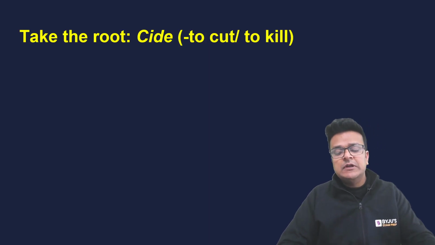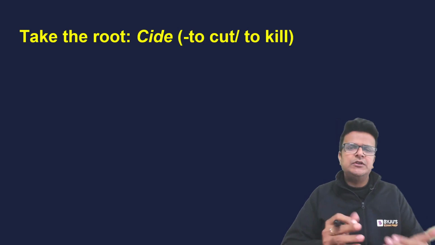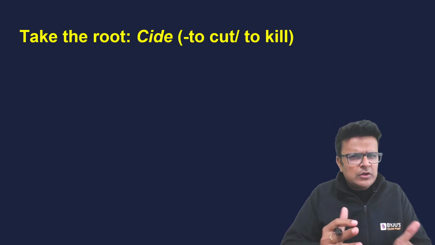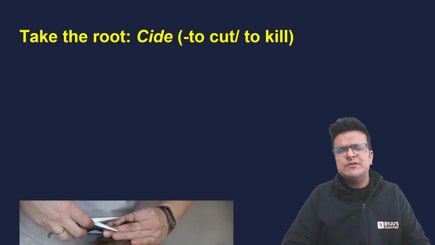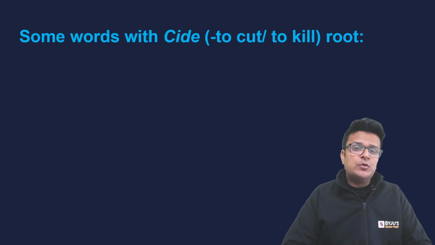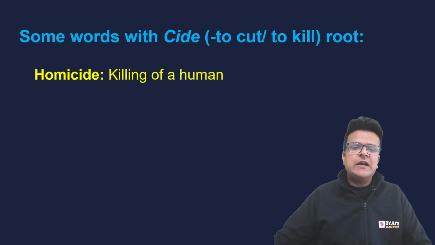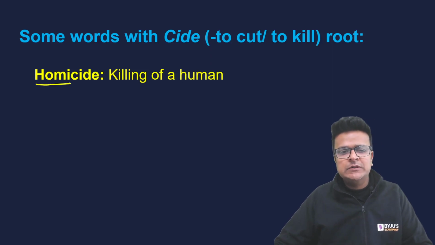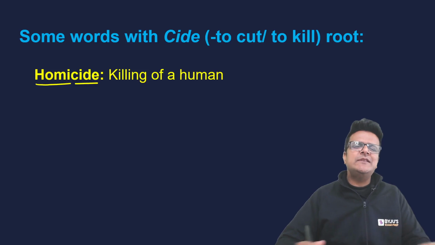For example, look at the word. So when you see the words with CID root, you would be able to recall the meaning in a fast manner. Let's revise. CID is side, generally means to cut or to kill. Now, suppose I look at the word homicide. Homicide, homo, basically means human. It can also mean same, and side means killing. So homicide basically means killing of a human being.